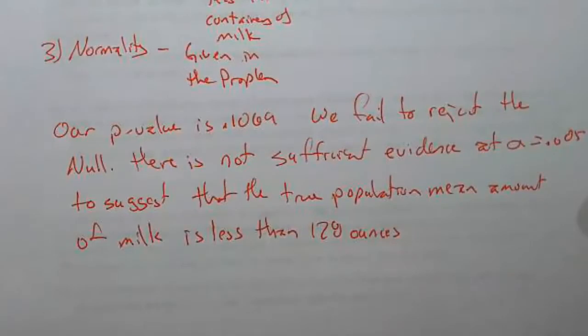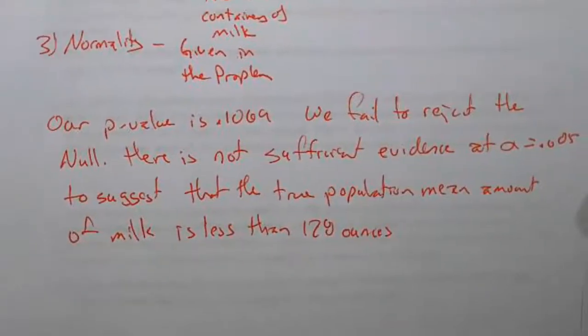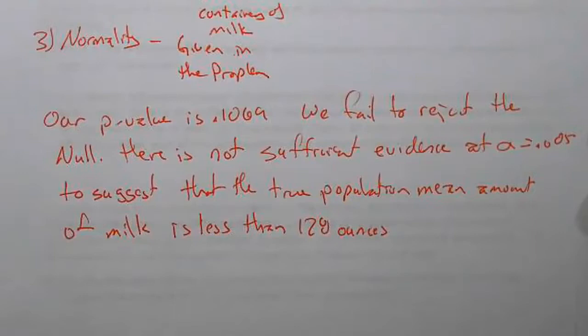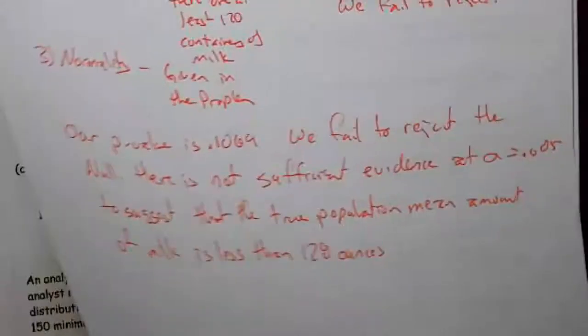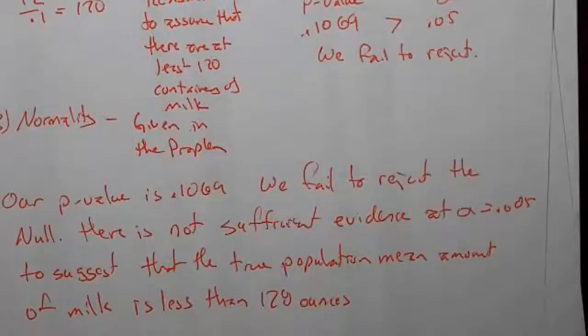Now, what's interesting about this is there's not significant evidence to say that the average amount is less than 128 ounces, but we certainly know that based on this, we have some bottles that are less than 128 because we ended up having a sample mean of 127. So obviously it's producing some below 128, but on average, we're still producing at 128.